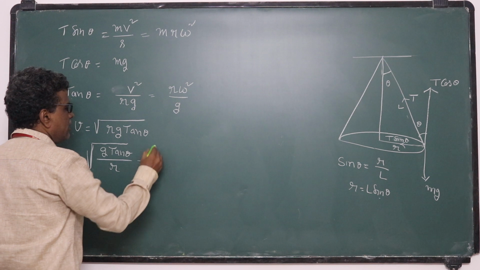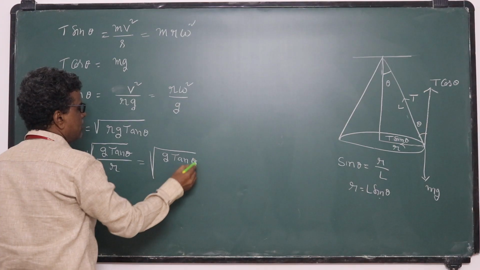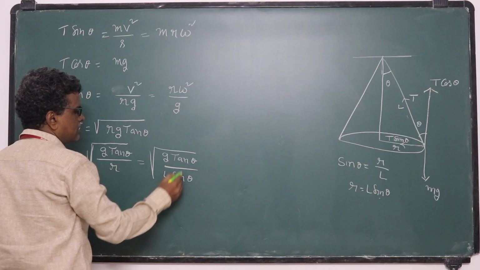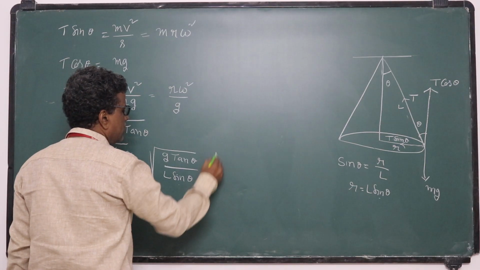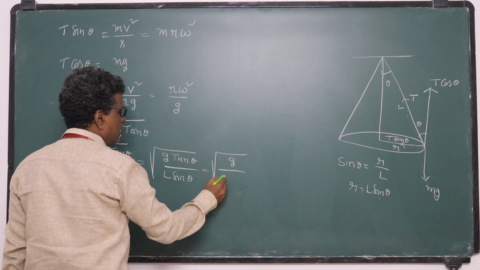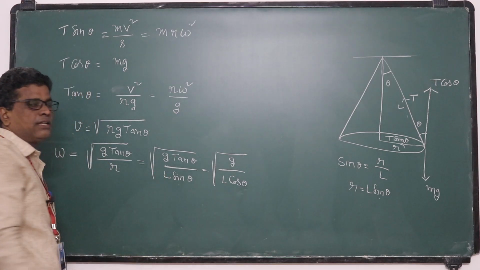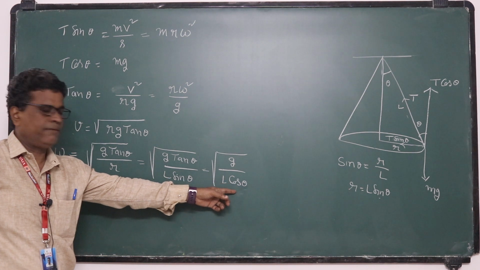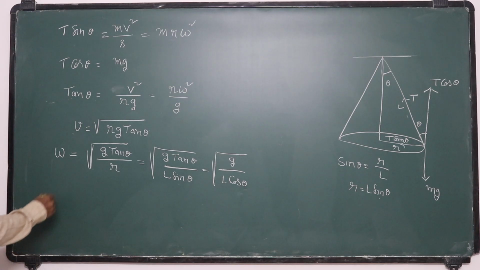Instead of r, we can write L sin theta. So this is g tan theta by L sin theta. Since tan theta is equal to sin theta by cos theta, sin theta gets cancelled, and the denominator cos theta remains. So you will get g by L cos theta under root. So this is the angular speed of this bob which is rotating.